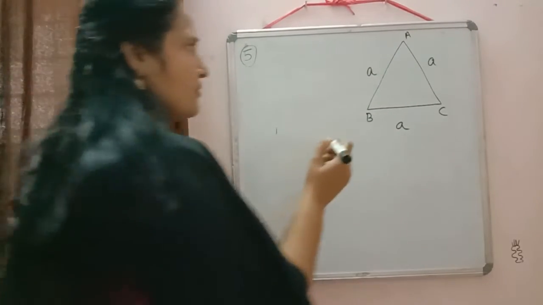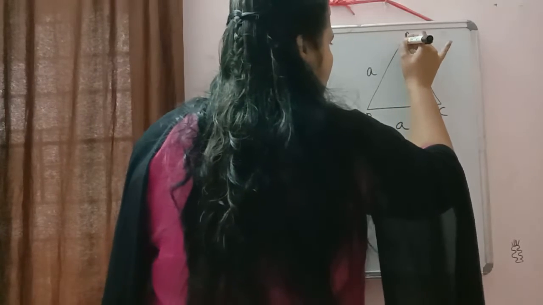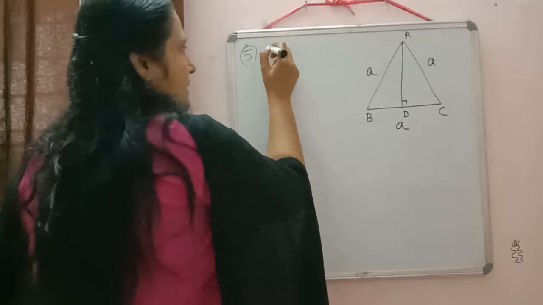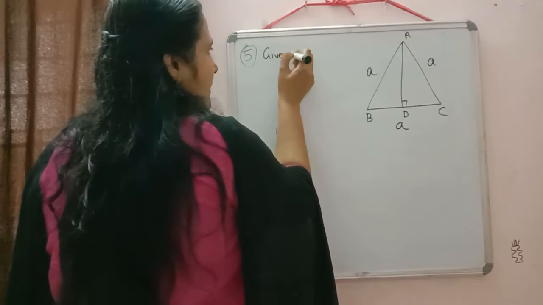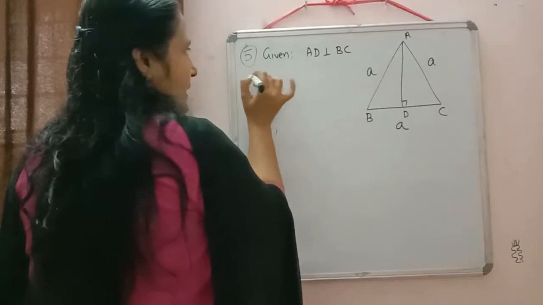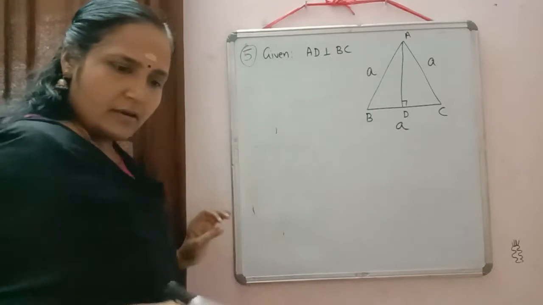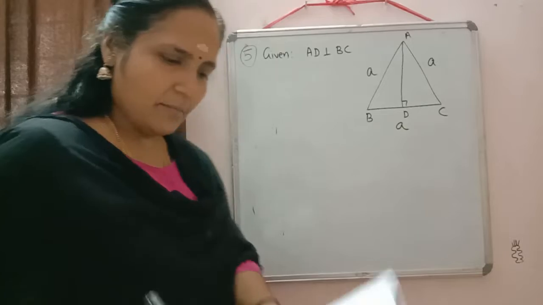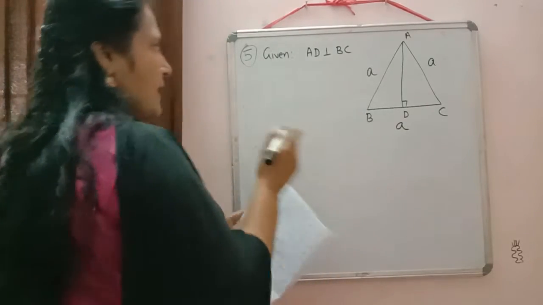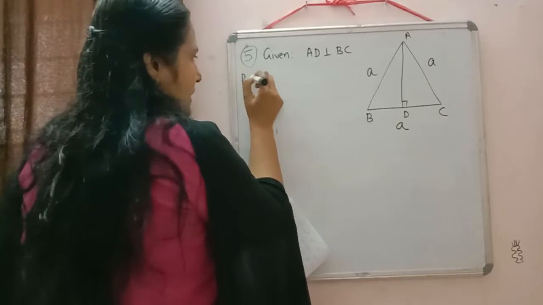So again we have to draw altitude here. So suppose AD we have drawn there. AD. Okay. So just write down there, given AD perpendicular to BC. And then we have to prove. So already it is written there, so again I am not writing it. You can write it by seeing the question there. Directly I will start with the proof there.